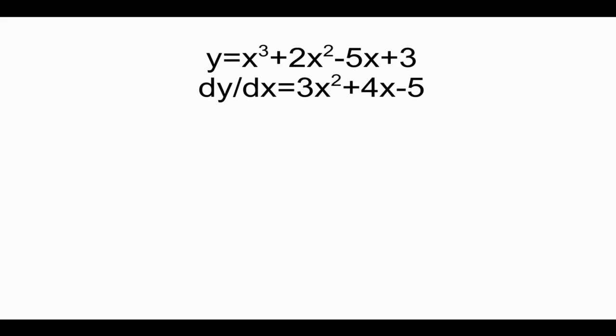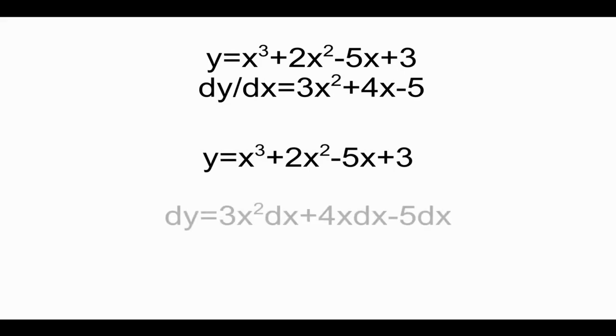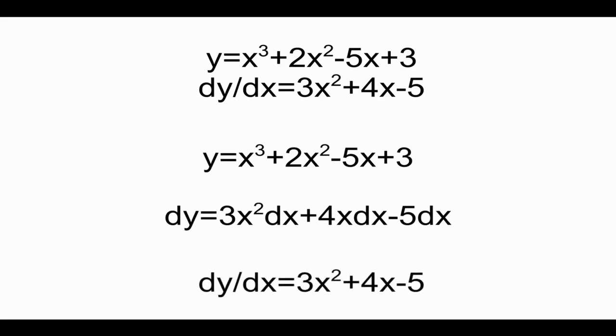But when you're doing this, you're actually skipping a step in the middle. You have your equation, and when you find the derivative, you end up having dy on one side and dx's on the other side. Then you divide both sides by dx, and that's how you get your final answer: dy over dx equals 3x squared plus 4x minus 5. So you're actually skipping that middle step of writing out all the dy's and dx's.